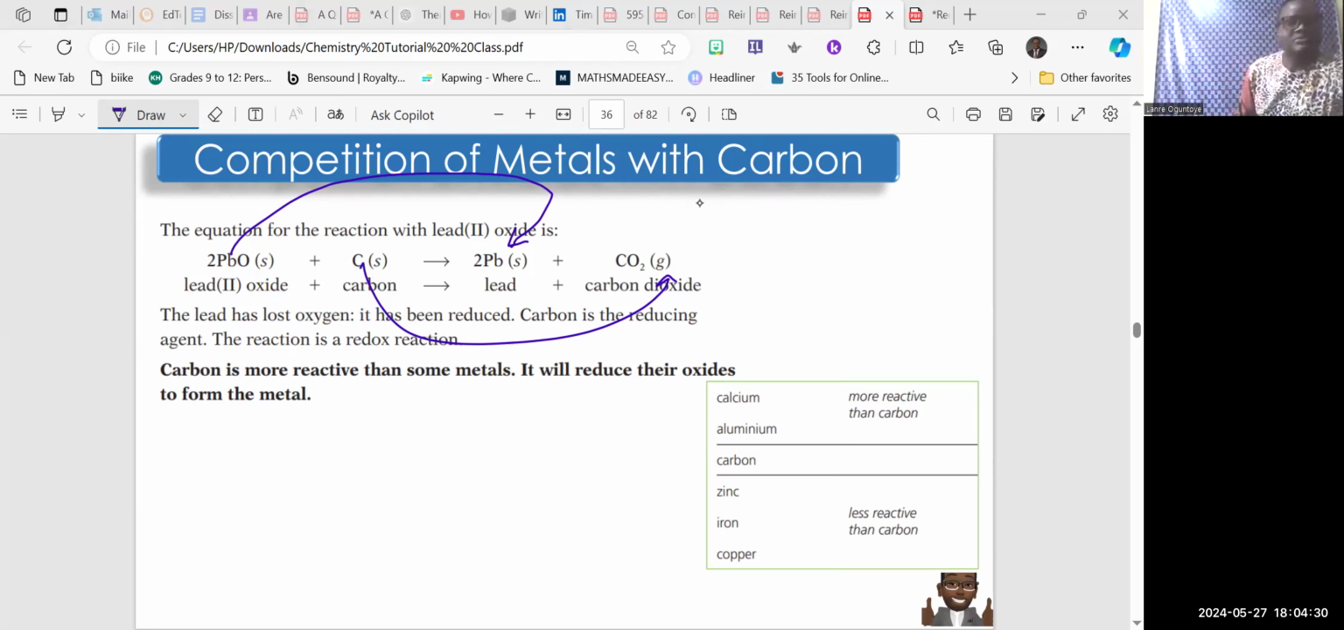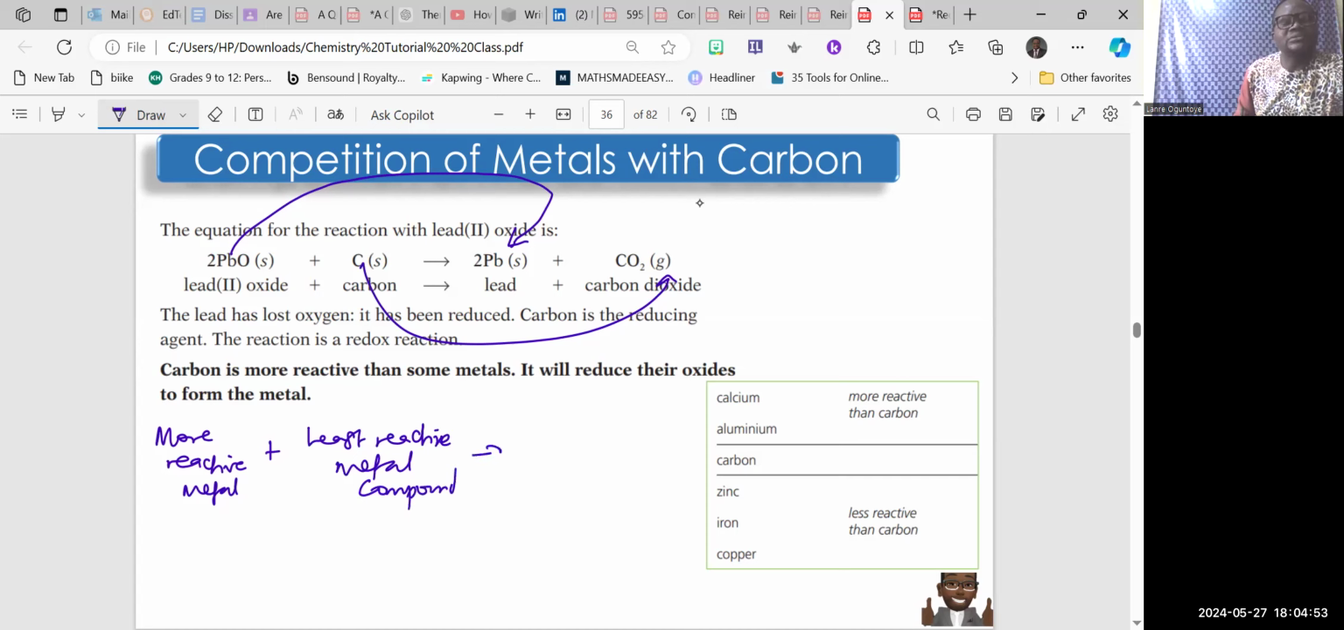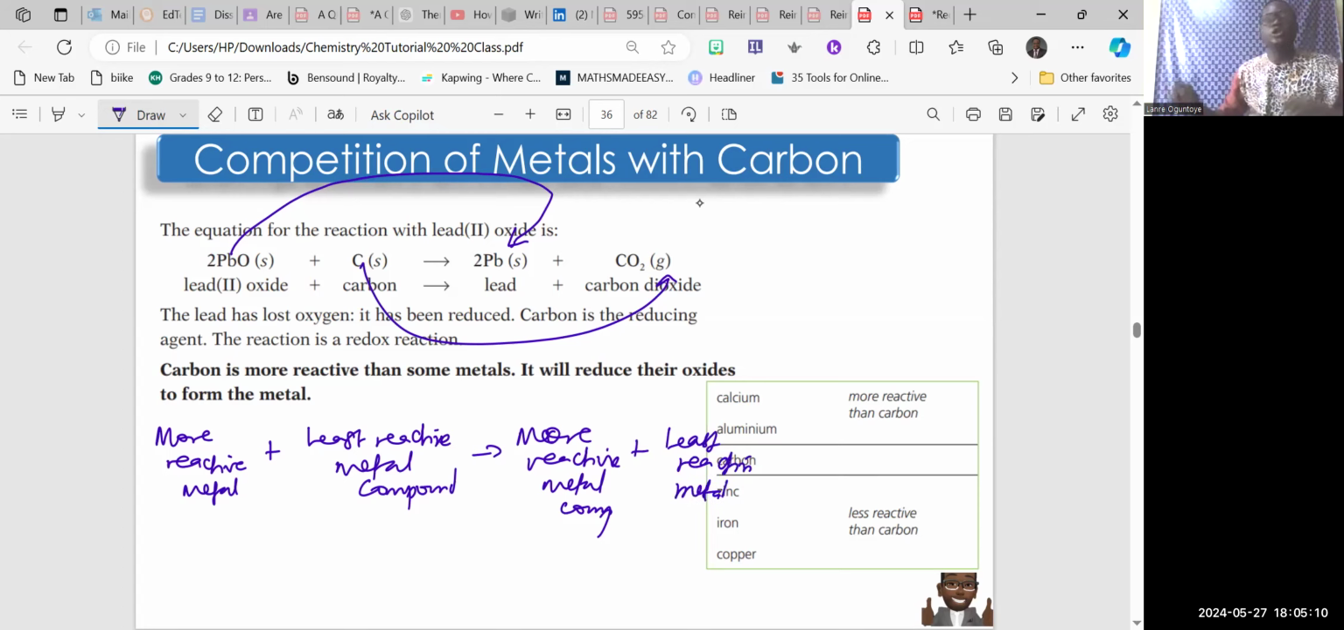I'll just chip in some things under that. Okay. So our carbon is more reactive. So what you have is a more reactive metal plus a least reactive metal compound. This is the general equation: a more reactive metal plus a least reactive metal compound will form a more reactive metal compound plus the least reactive metal. So the least reactive metal will be displaced. Can you see that? So this is the general equation you need for a displacement reaction.